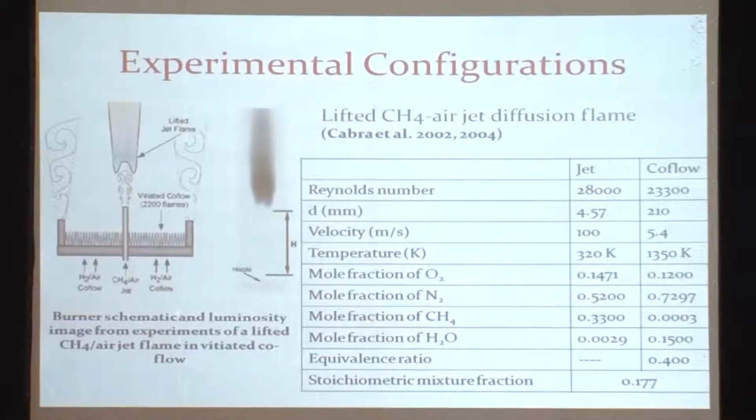So here we have used the Cabra burner with methane and air as a fuel. In the central jet, methane is used as a fuel, and it is supported by a hot co-flow of air. Some of the conditions for these simulations are listed here, and we have a Reynolds number of the jet of 28,000, corresponding to a velocity of 100 meters per second. The co-flow is hot, at 1350 Kelvin.